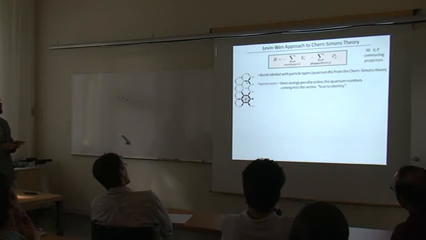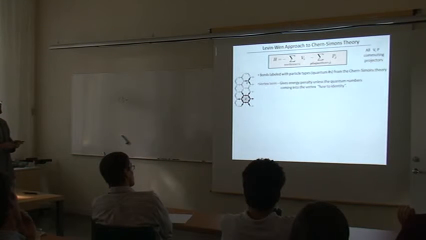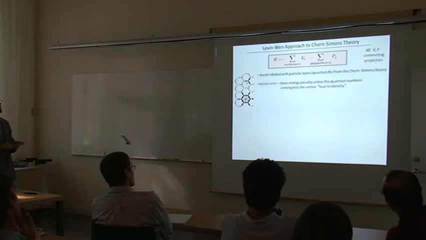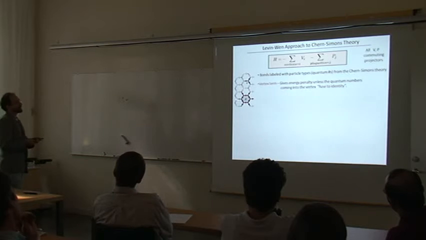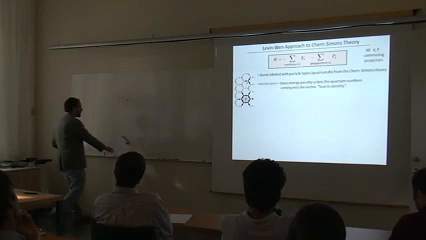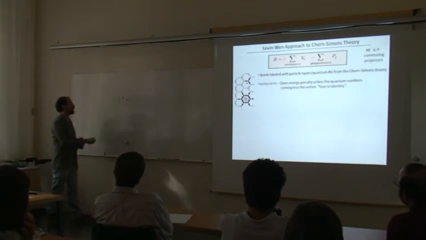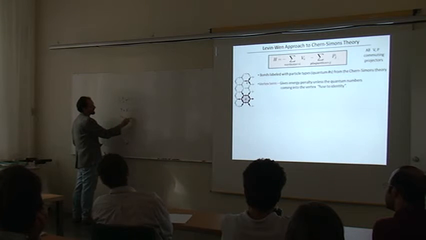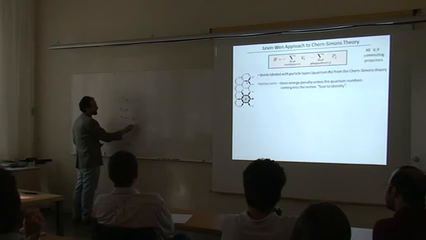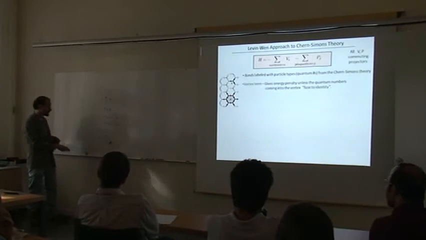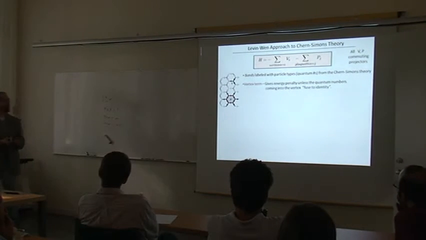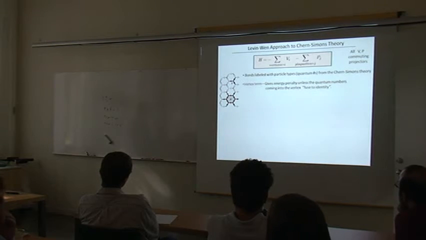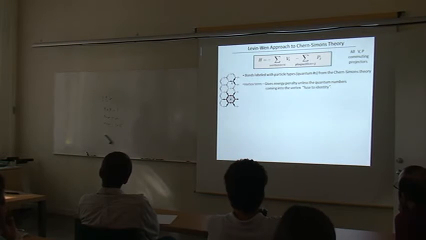The vertex term is easy to describe. The rule of the vertex term is that you get an energy penalty unless the quantum numbers coming into a vertex fuse to the identity. So we have three quantum numbers coming into the vertex. You remember the fusion rules for the Ising model. What did we have? We had psi cross psi equals 1, and psi cross sigma equals sigma, and sigma cross sigma is 1 plus psi. So then you just use these rules. You fuse three particles together, and if you don't get the identity, or you can't get the identity back, that gives you an energy penalty at the vertex. That's a simple way to describe that term.